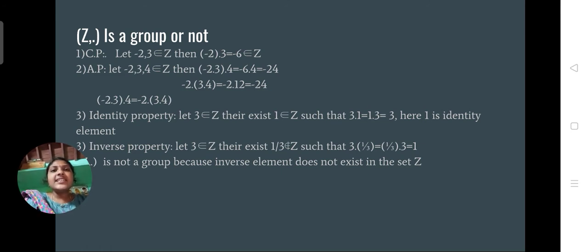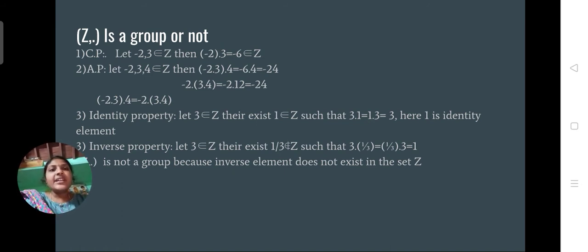Therefore Z satisfies the associative property under multiplication. And the next, third one, is the identity property. Let me take any element 3 that belongs to Z. Then there exists 1 in Z such that 3 into 1 is equal to 1 into 3, which is equal to 3. Here 1 is the identity element.